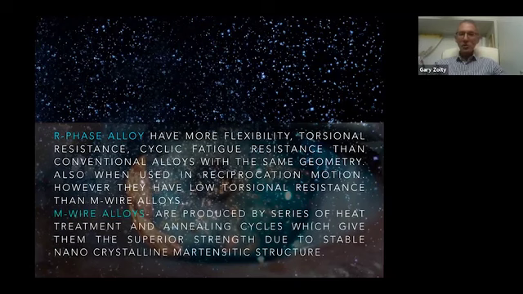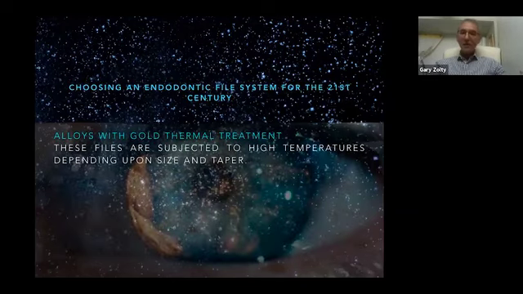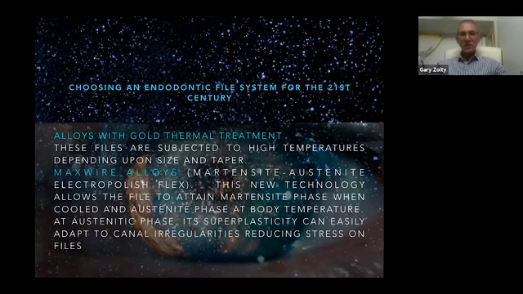M-wire alloys are produced by a series of heat treatment and annealing cycles, which give them superior strength due to a stable nanocrystalline martensitic structure. Alloys with gold thermal treatment have been put under a lot of high temperature, depending upon size and taper. Max wire alloys: martensite, austenite, electropolished flex. This new technology allows the file to attain martensite phase when cooled and austenite phase at body temperature. At austenitic phase, its superplasticity can easily adapt to canal irregularities, reducing stress on files.